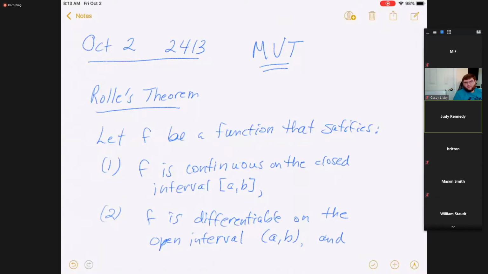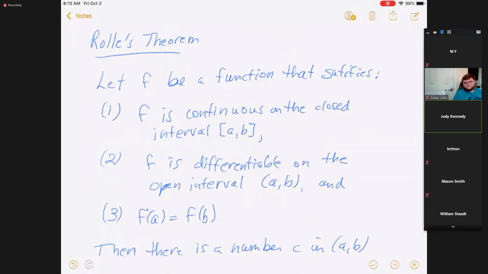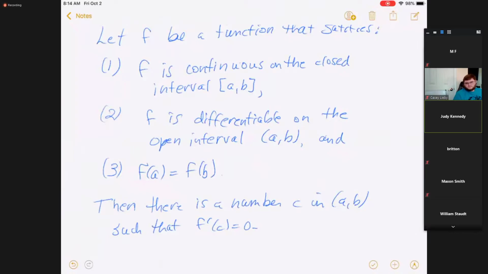It says you have a function that is continuous on a closed interval from A to B, which includes the two endpoints A and B. It's differentiable on the open interval, so everything except maybe at A and B. And also f of A is equal to f of B. Then there must exist a number C in (A, B) such that f prime of C is 0.